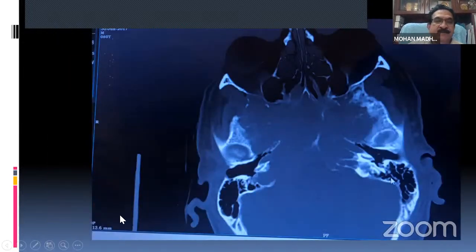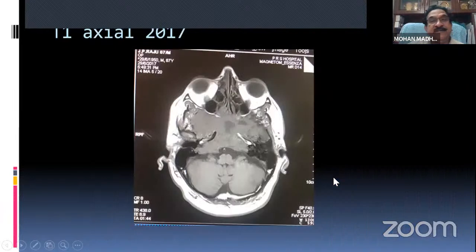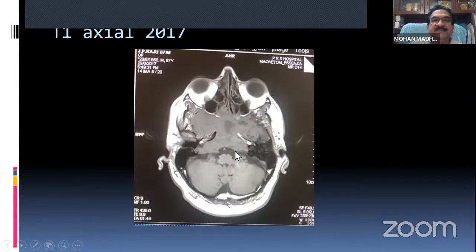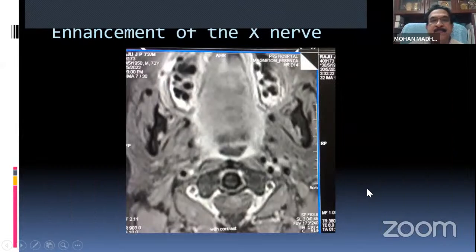And this is the skull, the CT of the skull, showing extensive erosion. Even at that time, this is a 2017 picture. This is again 2017 showing the extensive lesion. So you compare 2017 with the latest MRI done now. See, this is the mass originally. This mass has regressed and become CSF space, and the clivus has become eroded. There was also some enhancement of the 10th cranial nerve on the right side.